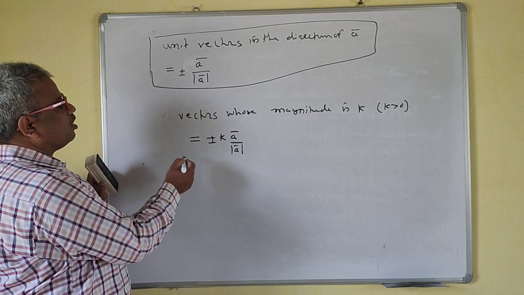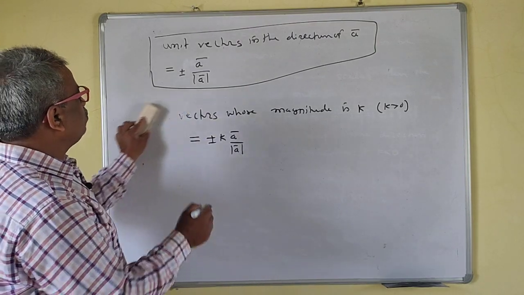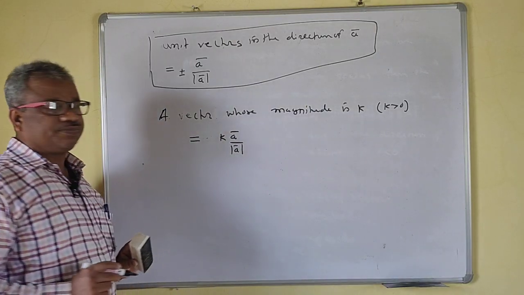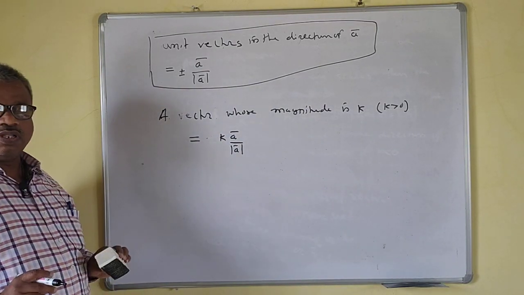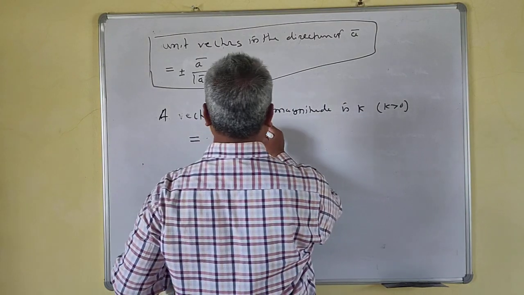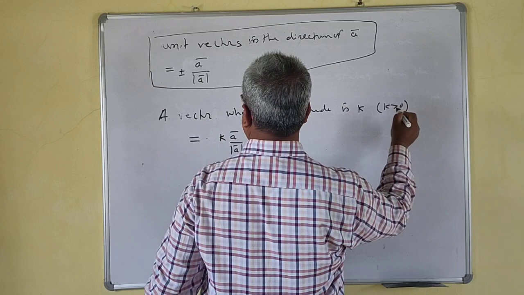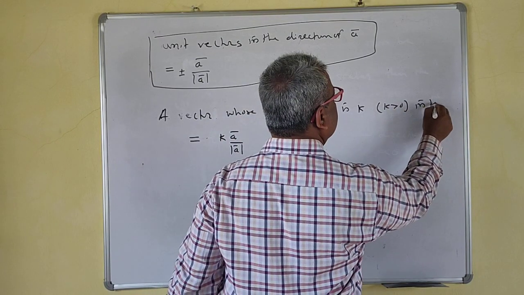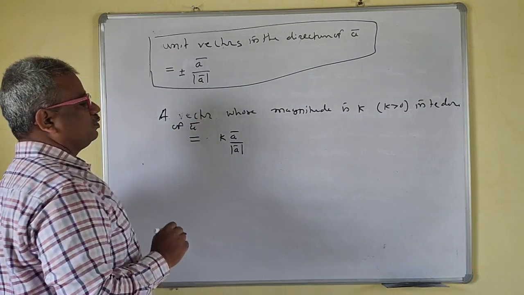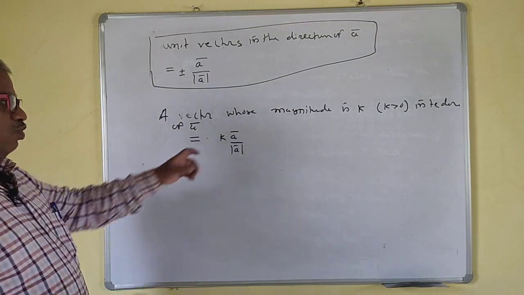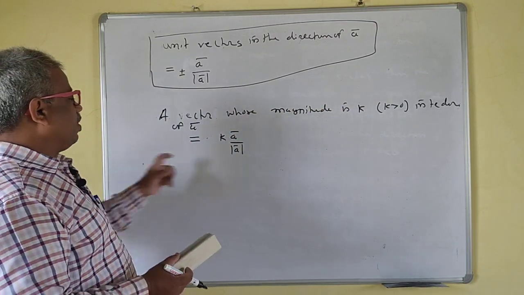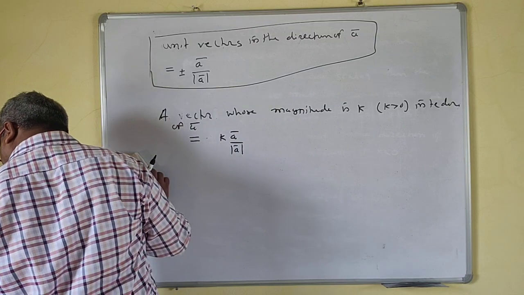So if you want only a vector, then write only a vector. If you want to say this is a vector, don't write vectors now. Don't write plus or minus, right? Just write k into a bar upon mod of a bar. This is what you get, a vector of magnitude k in the direction of a bar. A vector whose magnitude is k in the direction of a bar is k a bar upon mod of a bar.